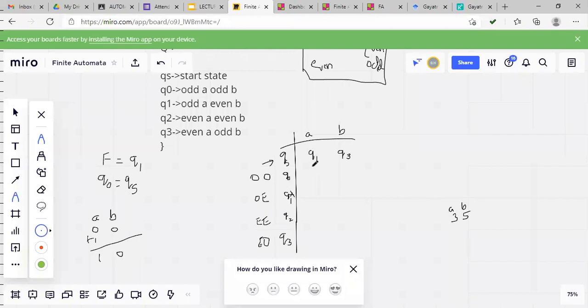Q0 and I am reading 1A. Matlab yahan pe plus 1 ho gaya. Right? Main aur ek A read kar rahi hu, to yahan pe plus 1 ho gaya. To ye kya ho gaya? 4, 5. To kya ho gaya ye? Even, odd? Yes. So it goes to Q3. Yes. Very good. Nikunj, right. Ruchita, right. Rishikesh. Right, so it is Q3.